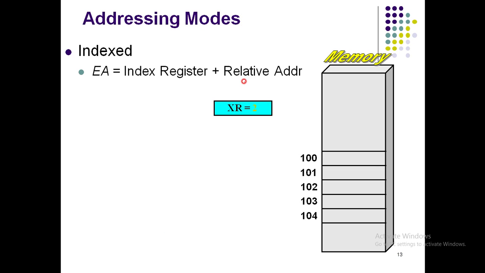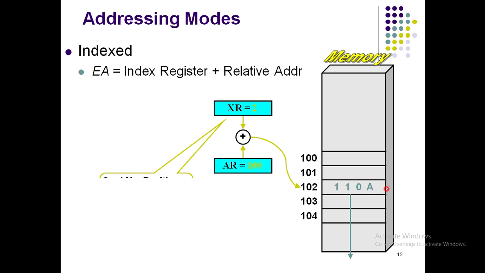Okay. So to make it more clear, we have plotted a small diagram here. You can see the effective address is nothing but the index register plus the relative address. So what is the index register now? The index register was R5, plus the relative address, which is nothing but 2. When you add them, it goes to 102. When it reaches 102, inside 102 what you have is an operand, which is 110A, right?